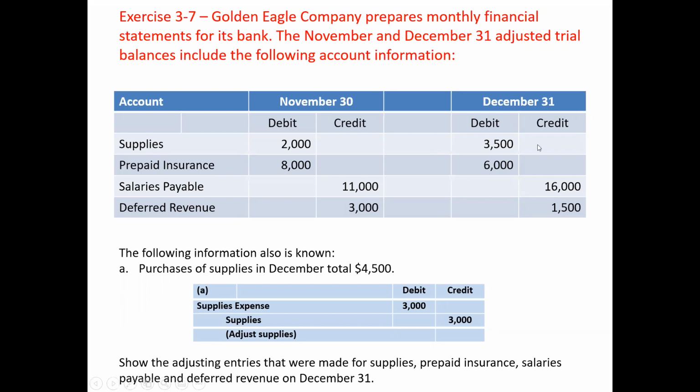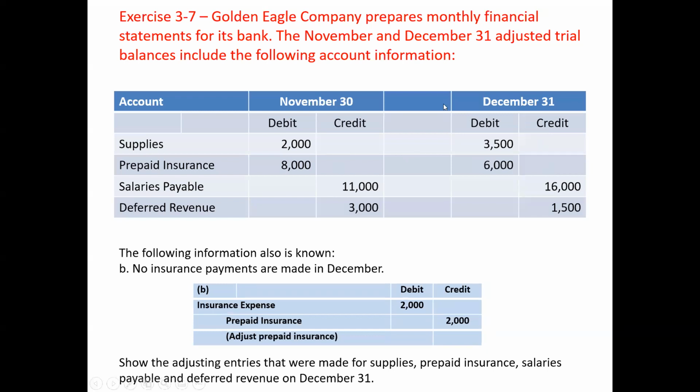But if this is showing 3,500, doesn't that mean we had to have used up $3,000 worth of supplies in December? So basically, this journal entry shows the adjusting journal entry that was made for the supplies that were used during the month of December. Again, we started with 2,000, we added 4,500, which would make that 6,500. But if this ending number shows 3,500, then we must have debited supplies expense 3,000, and we credited our asset, 3,000. Remember, a prepaid expense.